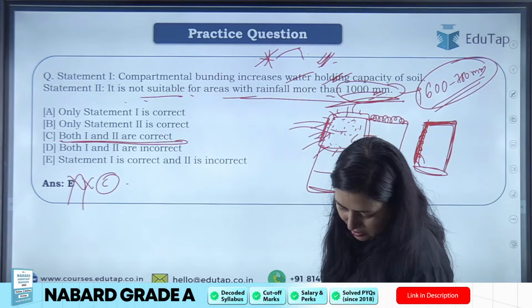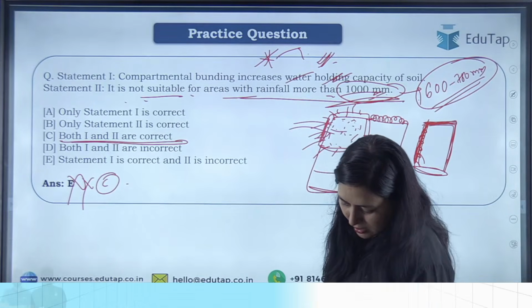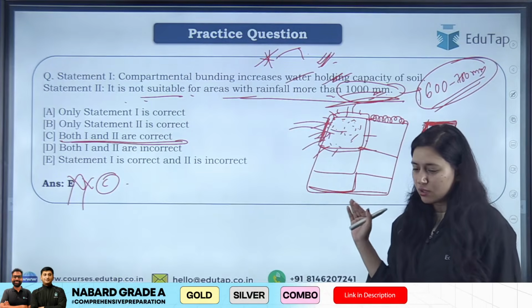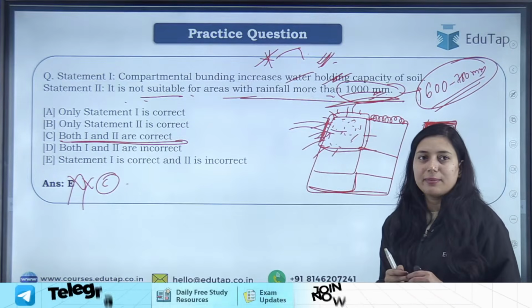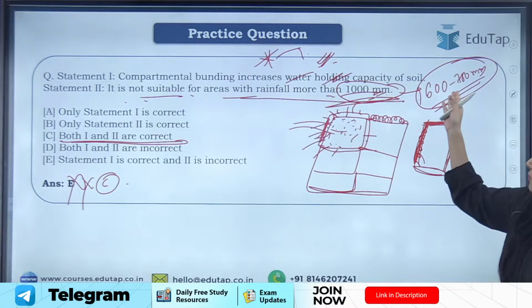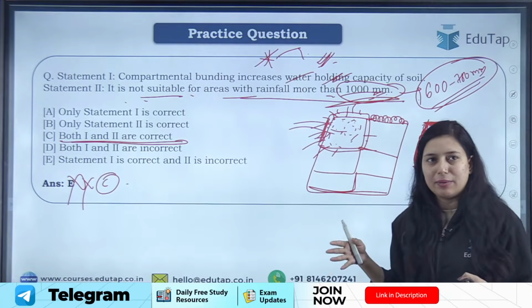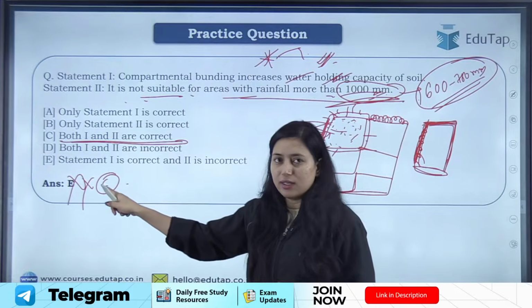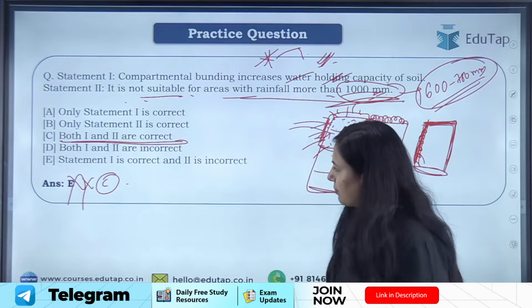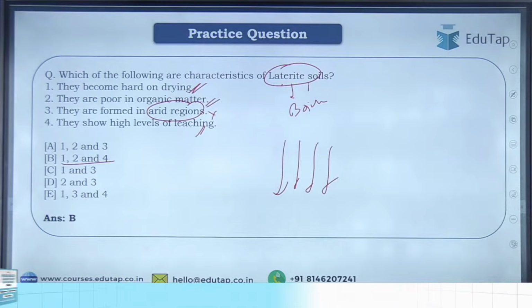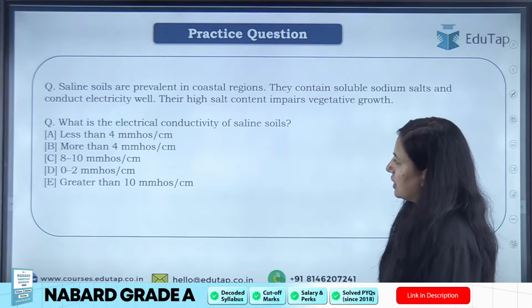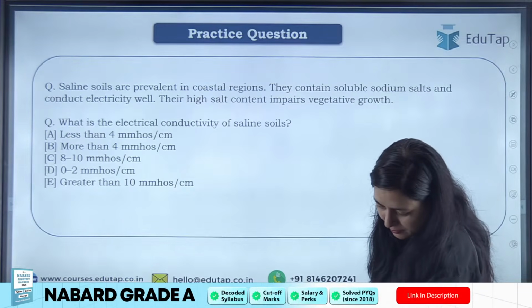Yes yes Vishal, yes ठीक है, I have corrected myself, please make corrections in this question, ठीक है, I have already corrected myself. So yes, it is suitable for 600 to 700 mm rainfall area, तो answer here will be option C, not E, option C will be the answer, ठीक है। चलो make this correction everybody and let's move ahead to the next question. Yes, what will be the answer here?